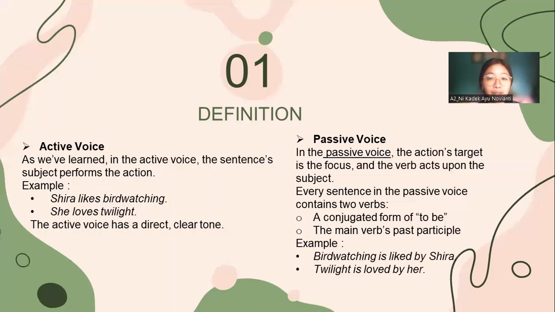The second is passive voice. The definition of passive voice is that the action target is the focus and the verb acts upon the subject. Every sentence in the passive voice contains two verbs. The first is a conjugated form of to be. The second is the main verb's past participle. For example, bird watching is liked by Shira. The second is twilight is loved by her.